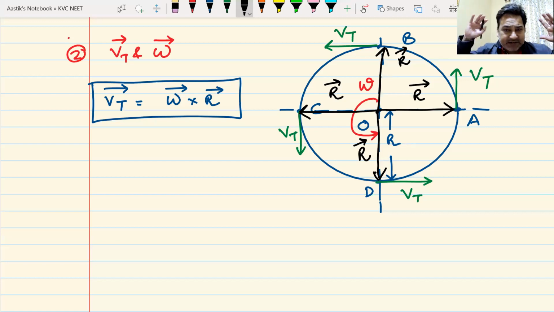Do we all understand this? Can I have some response that we understand this? If something is rotating like this, velocity will be like this. It is very easy to understand. This is no physics, this is just common sense.